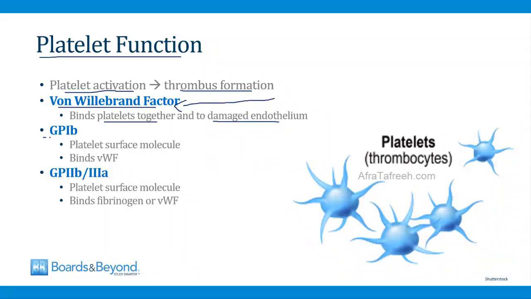And then GP1B, or glycoprotein 1B, is a platelet surface molecule. It binds the platelet to von Willebrand factor, and therefore it assists in linking the platelet up to von Willebrand factor and forming a thrombus. And then similarly, the platelet surface molecule GP2B3A also binds to von Willebrand factor. It can also bind to fibrinogen, but once again it helps to link the platelet up to other factors in the formation of a thrombus.